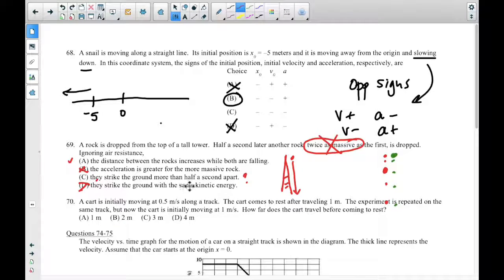They strike the ground more than half a second apart. No, it's actually exactly half a second apart. Because if you drop this rock, it's going to take a certain time to reach the bottom. Well, that other rock is going to have that exact same time. And so if you drop it half a second later, it's going to land half a second later. So A is the only correct answer on number 69.